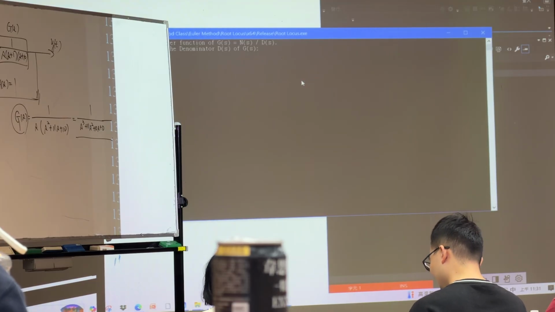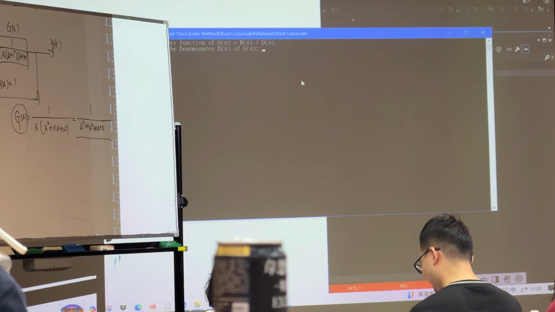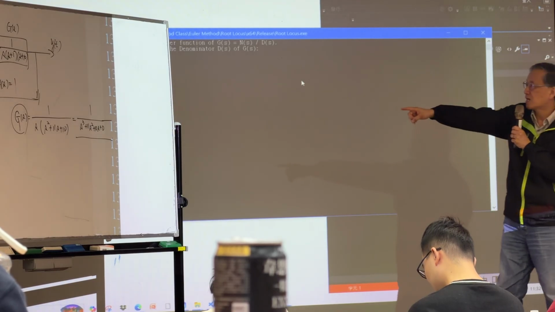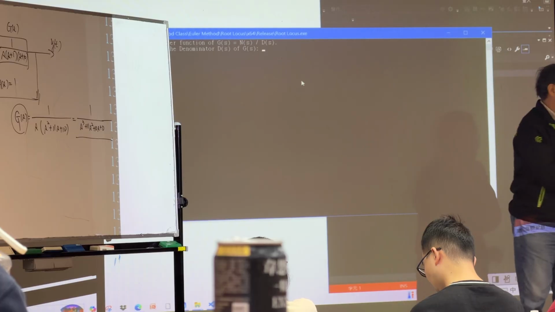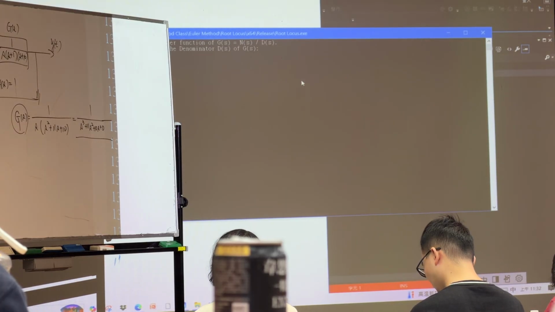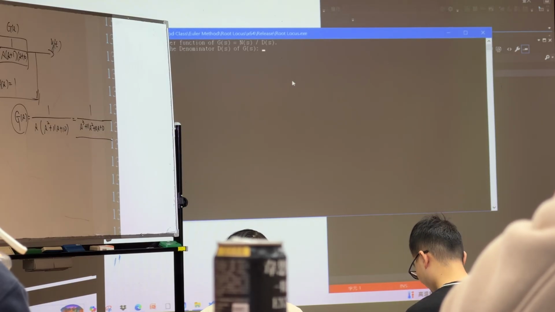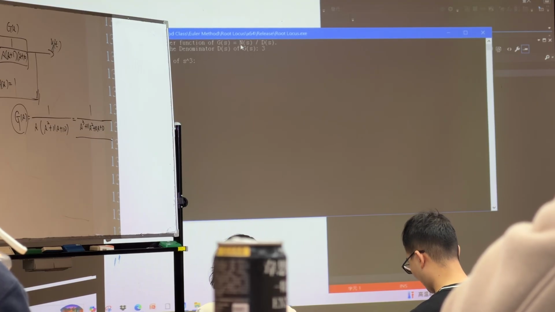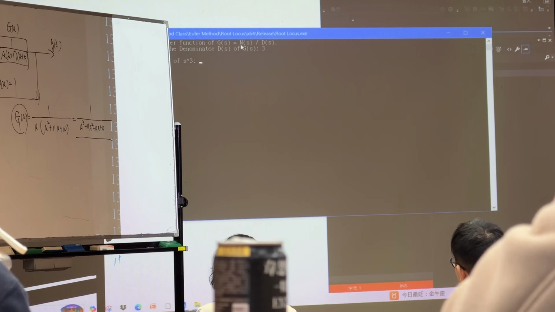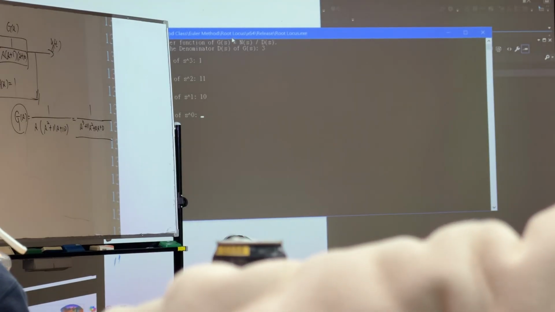So the program asked me to enter the degree of the denominator, and then we see the denominator is s³ + 11s² + 10s + 0. So we know the order is 3, right? The degree is 3. So let's enter 3, and then enter the coefficients: 1, 11, 10, and 0.